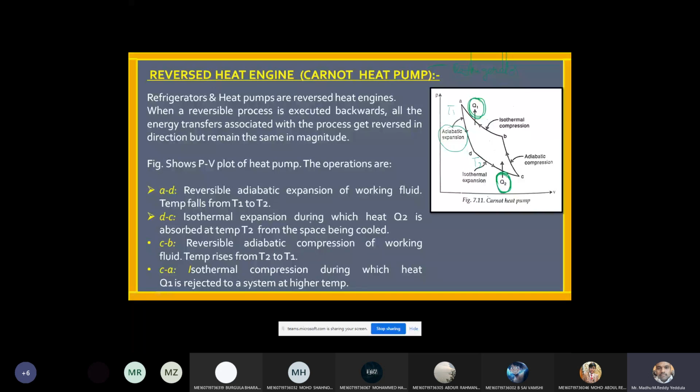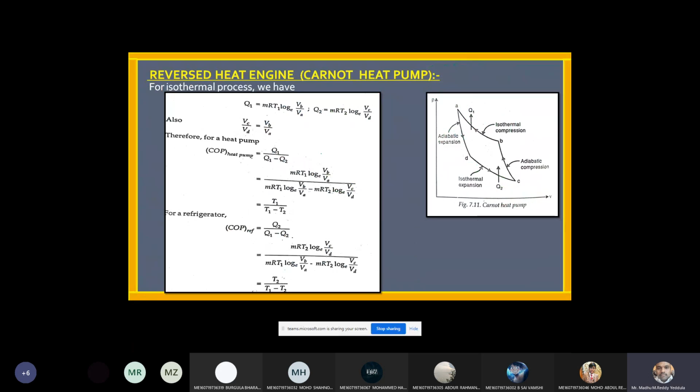Next, C to D is the reversible adiabatic compression process. During this process the temperature rises from T2 to T1. And finally this is the isothermal compression process, during which we need to maintain the temperature constant. Therefore heat will be rejected to the higher temperature body. Now as usual, we can see first A is the expansion process. The work done is equal to PV ln VD by VA. You can see here. One second.